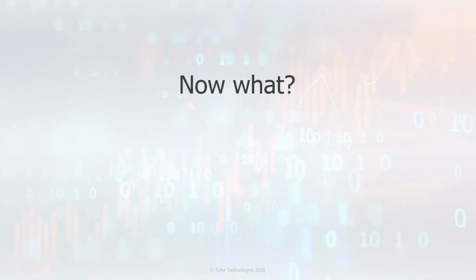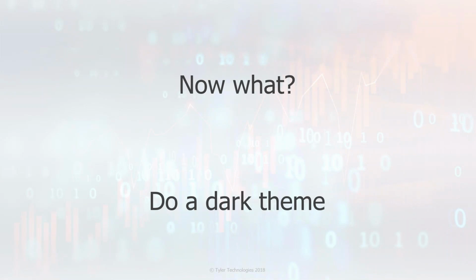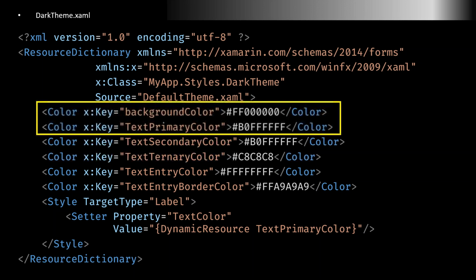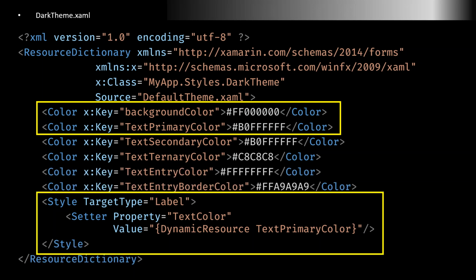So now what do you do next, after you get your light theme working? You do a dark theme. So this is our light theme that I had before, where we had white as the background color and black for the text color. And this is what it looks like as the dark theme. As you can see now, the background color has been set to black, and the primary color has been set to almost white. It's like a slightly translucent white, so it's not as jarring on the eyes. But we still have the label set to having the default text color be the text primary color.